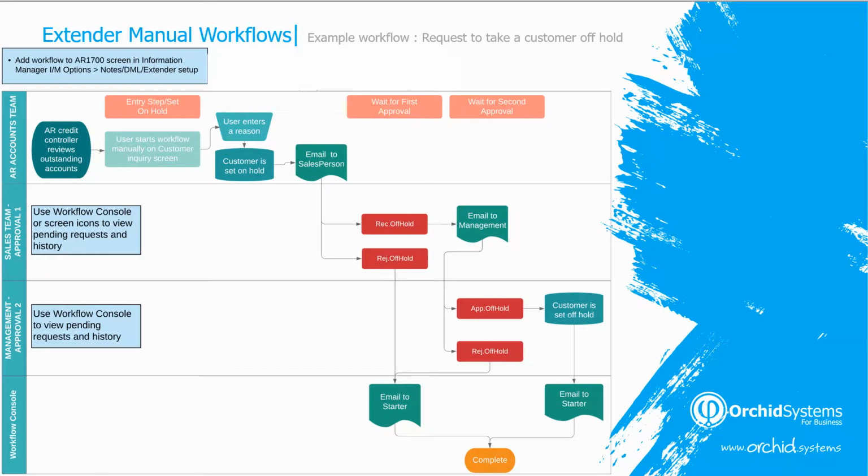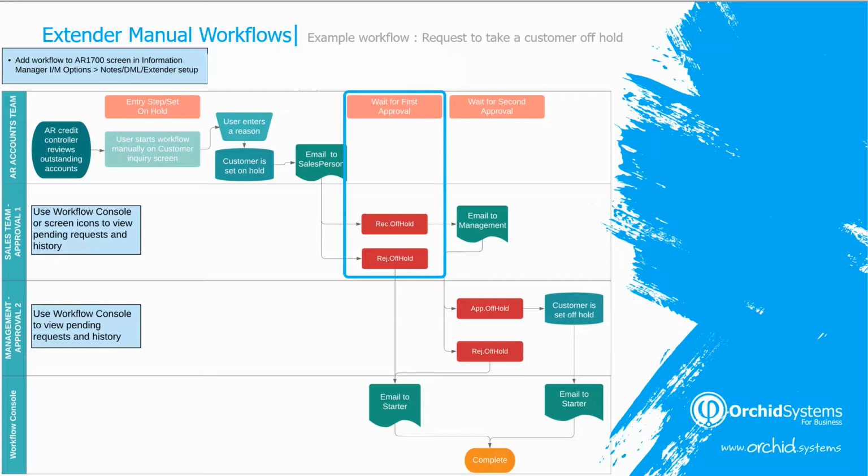Accordingly, we have a flowchart for our AR customer set on hold manual workflow template. First, Dan reviewed the AR customer record in the AR inquiry screen and decided to put the customer on hold. And that's when our entry step, set on hold, was triggered. Dan entered a reason, the customer was set on hold, and an email was sent to Natalie. And that's when the workflow was in the state of waiting for first approval.